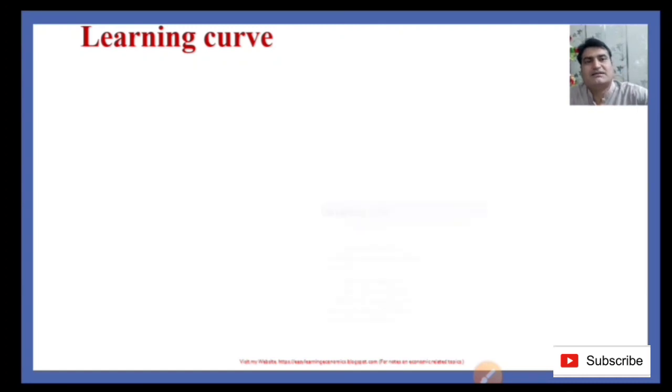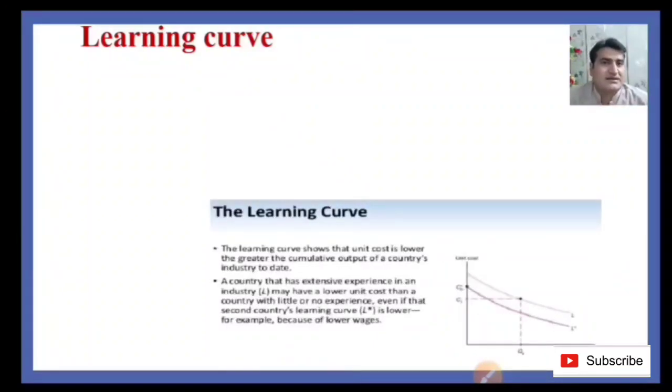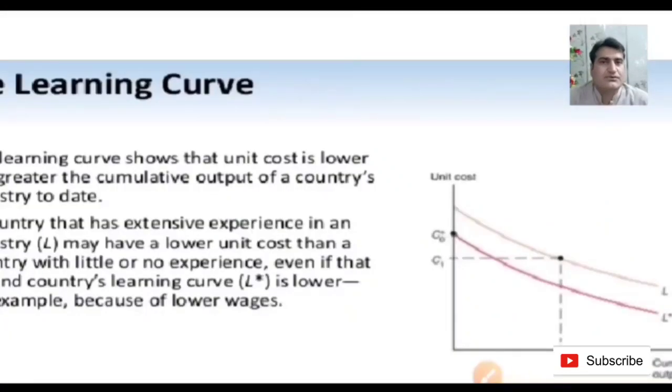So likewise, what is the learning curve? How can we define the learning curve? This is the learning curve. The learning curve shows the unit cost is lower the greater the cumulative output of a country or industry to date. A country that has extensive experience in an industry may have a lower unit cost than a country with little or no experience, even if that second country's learning curve is lower, for example because of lower wages, as you see in the diagram.